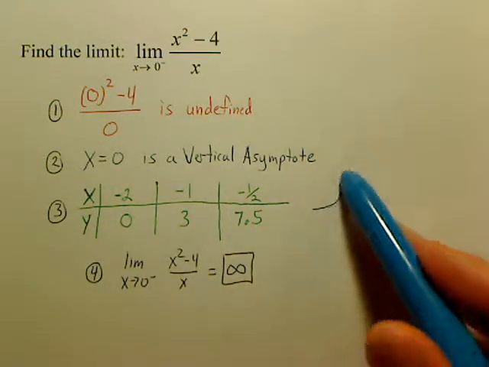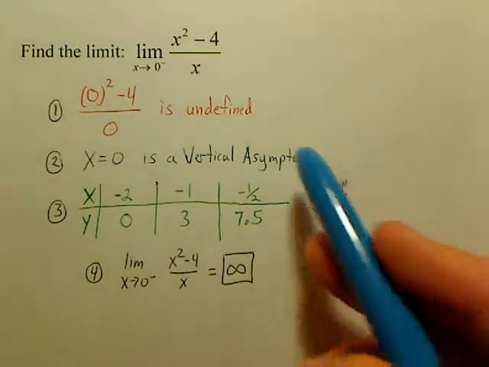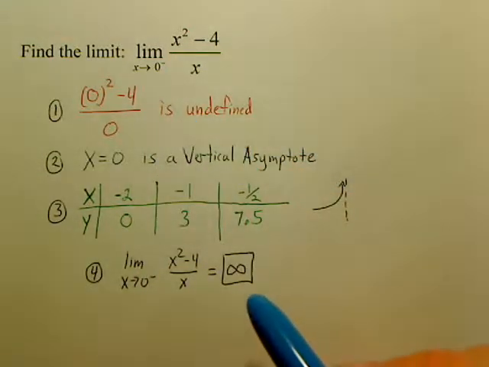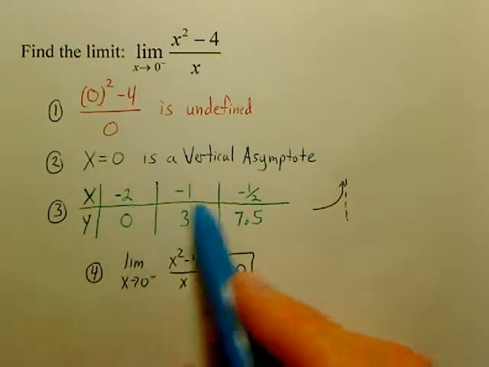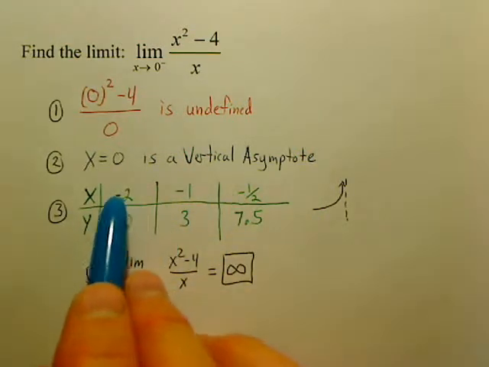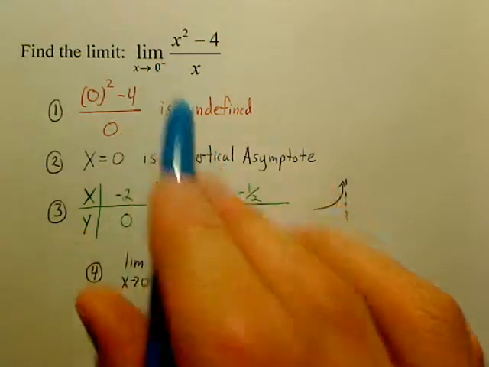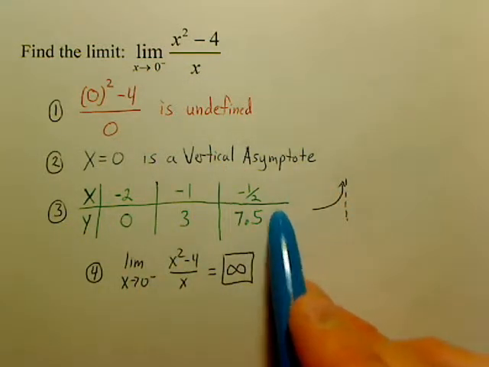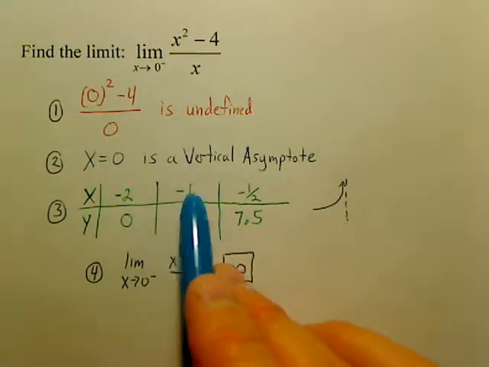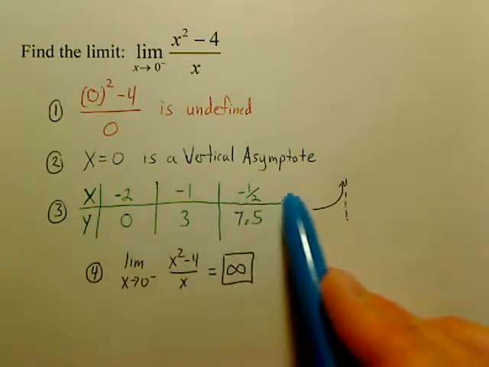So how do we find out which way it's going? Because technically the limit does not exist at an asymptote, but we can give a description. And what I usually do is make a table. I go from the left side approaching 0, so I choose some numbers and slowly work my way to 0 or close to 0. So I chose negative 2, negative 1, negative 1/2, just approaching 0.